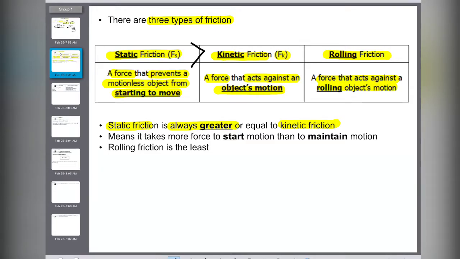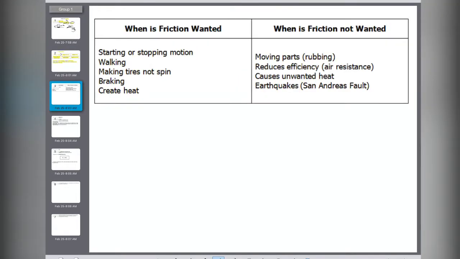Same thing, a really heavy box of textbooks. When you're really trying to get it to start moving, the static friction is really, really big. But once something is going, the force required will be less because you're going against a smaller force of friction. So that's an example or a proof to you of why we say static friction is always bigger than kinetic friction. So it always takes more force to start a motion than to maintain a motion. And rolling friction is the least.